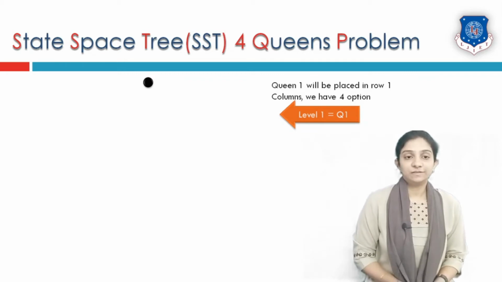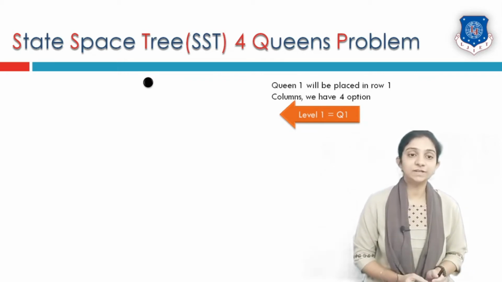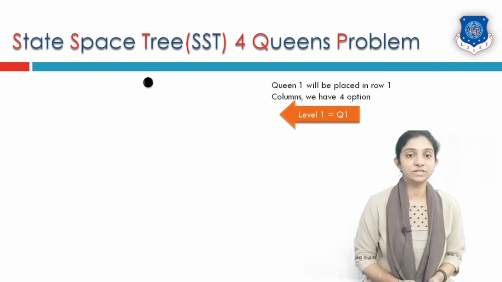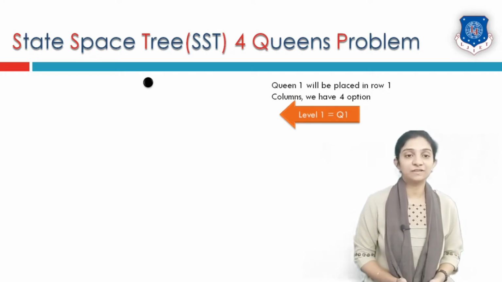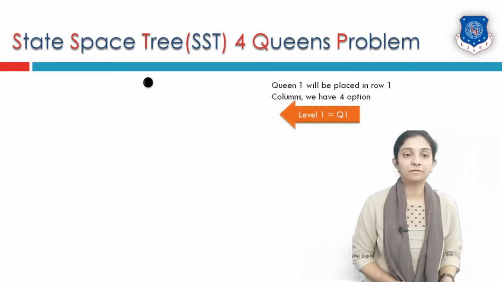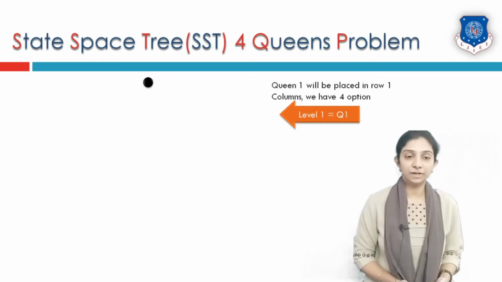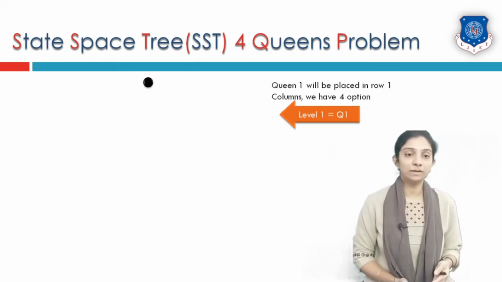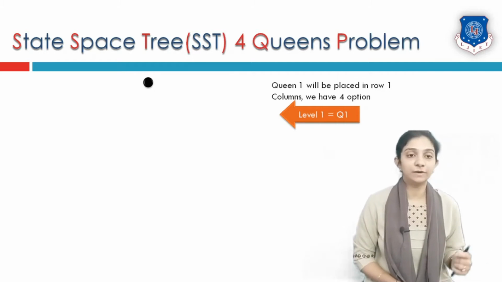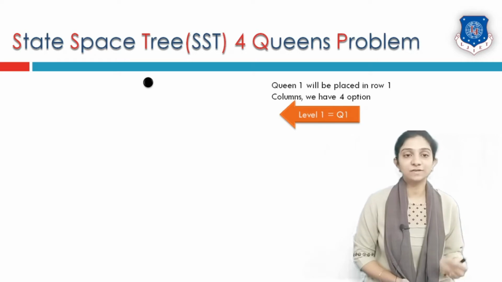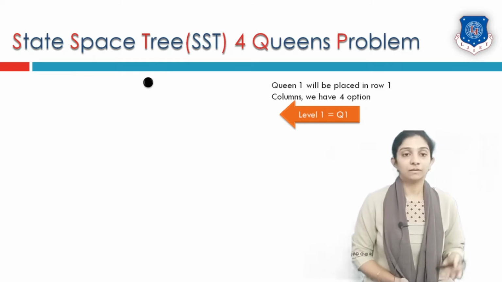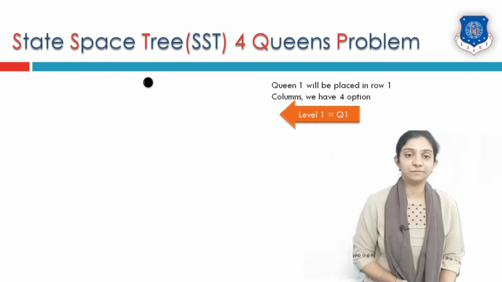The initial node is the starting state or initial state of a 4-queen problem where no queen is placed over a chessboard or 4x4 board. We have to first place first queen, for which we have four different options. Queen 1 will always go in row number 1, but for columns we have column 1, 2, 3 and 4 different options. So level 1 of state space tree is denoting row 1 of queen 1's option, the column in which it is being placed.